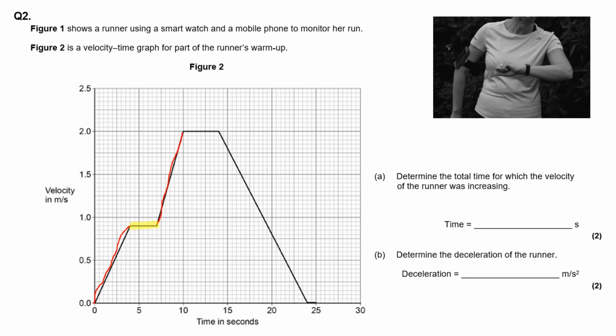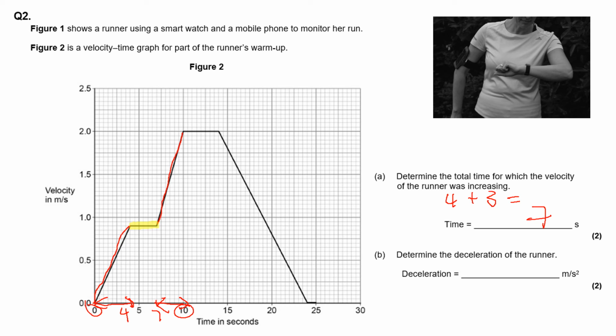So we've got 0 seconds here, and it increases up to this point here, which is 4 seconds. It then starts again at this point here, which is 7 seconds, and continues to increase until we get to 10 seconds. So we've got 4 seconds along here where it's increasing, and another 3 here. So the 2 marks are for spotting that, and noticing that 4 plus 3 gives us 7 seconds.